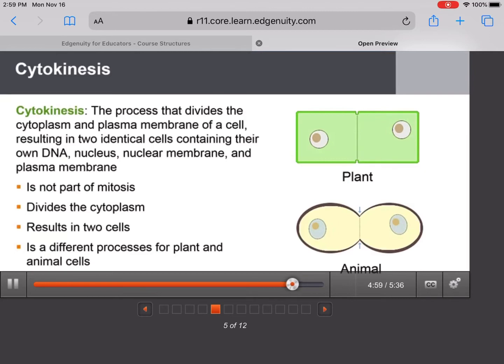There are two cells for the plant cell and two cells for the animal cell that are created as a result of mitosis. In a plant cell like this, you have a cell plate that begins in the middle and grows outward towards the cell wall to form two separate cells. In animal cells, the plasma membrane pinches in until it grows together and meets in the middle, and it allows the cell to divide into two cells with identical DNA.